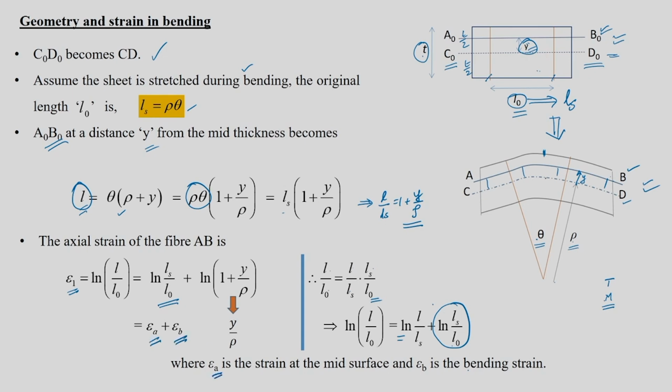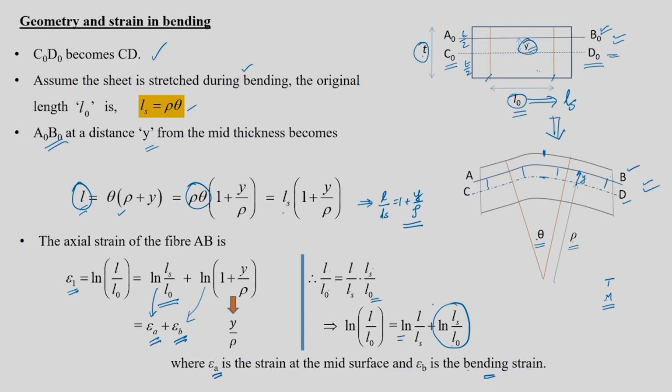Epsilon A is nothing but the strain in the mid surface. Whatever strain I have in the mid surface, that is epsilon A, and I am going to add a component to that, called epsilon B, which is nothing but bending strain. The bending strain is given by ln of 1 plus y by rho. So, this is epsilon A and this is epsilon B. This ln of 1 plus y by rho can be approximated to y by rho.